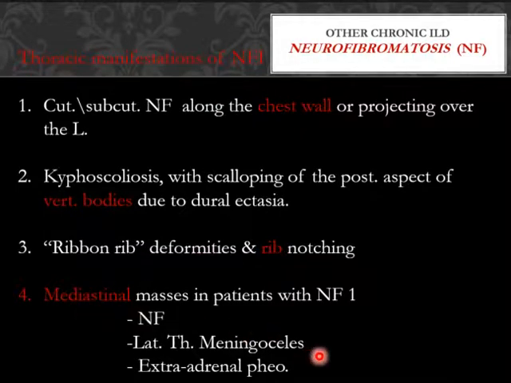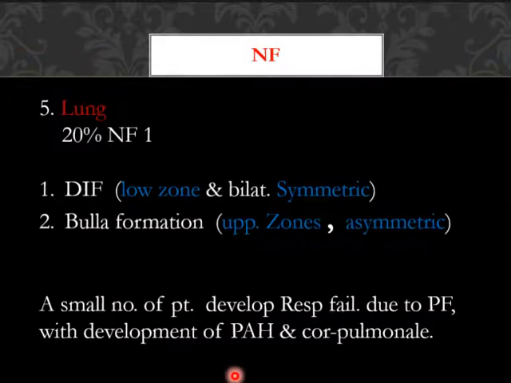Mediastinal masses may be seen in neurofibromatosis due to neurofibroma, lateral thoracic meningocele, or extra-adrenal pheochromocytoma. The lung is involved in 20% of cases, usually with diffuse interstitial fibrosis, which is lower lobe and symmetrical. At the same time, you may have bulla in the upper zones, but they are asymmetrical.